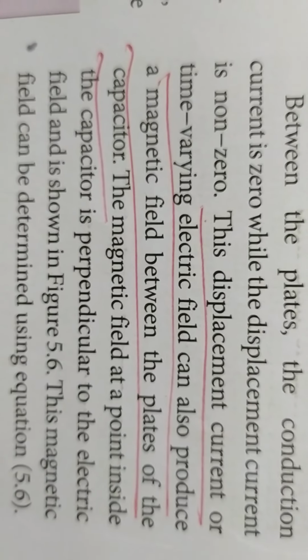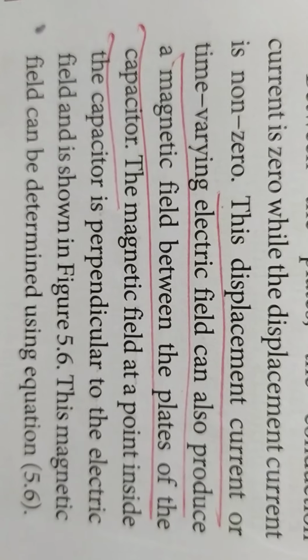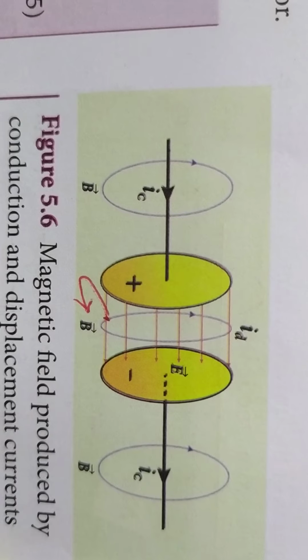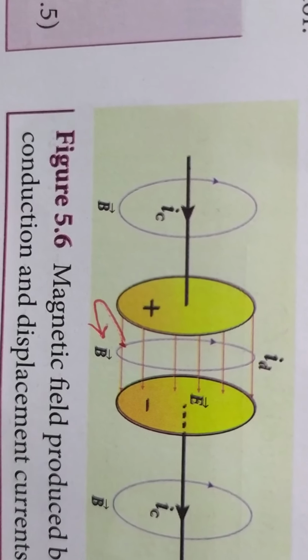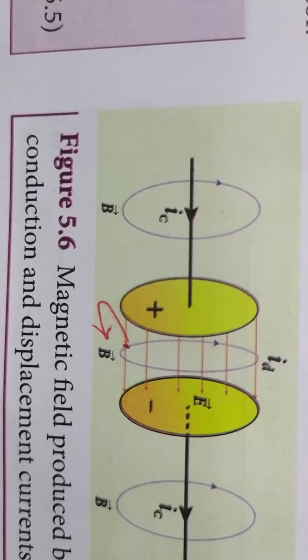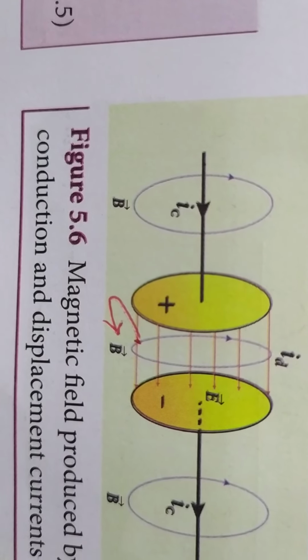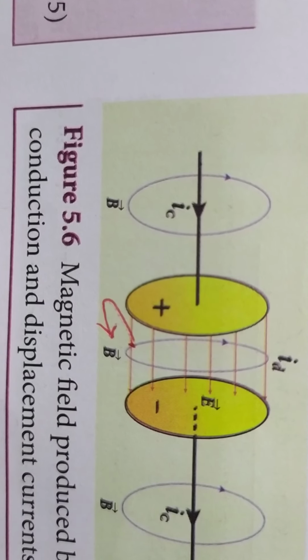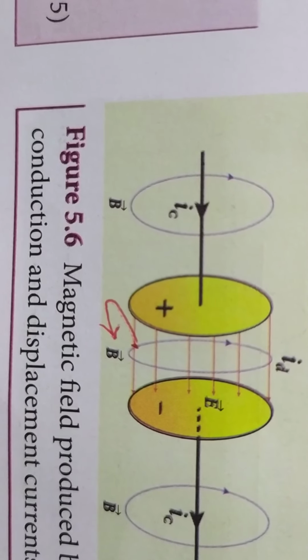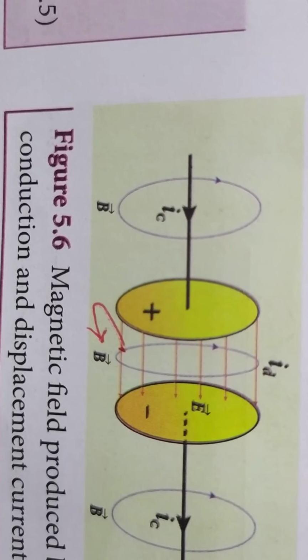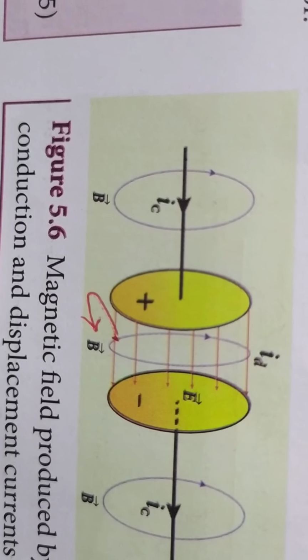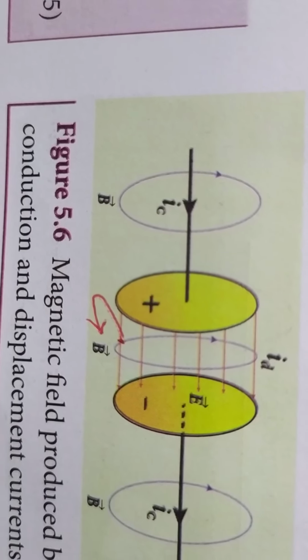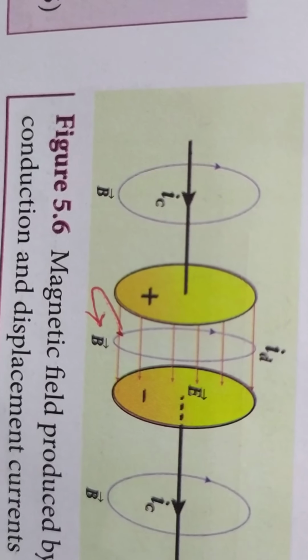So here the displacement current or time varying electric field also produces a magnetic field between the plates of the capacitor. When you see this diagram, in between the two plates, positive plate and negative plate, there is an electric field, and apart from this electric field you have another circle in between these two. This circle, which I have represented by red arrow, is nothing but the magnetic field. So this electric field and magnetic field, when you see the direction, they are perpendicular to each other. Electric field is from left to right, whereas this is from top to bottom. So they are perpendicular to each other.